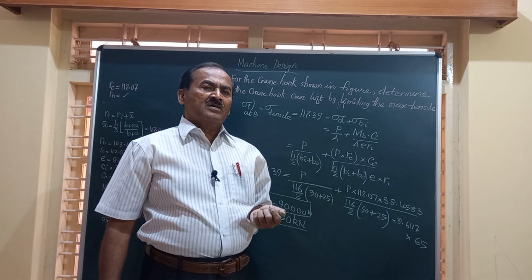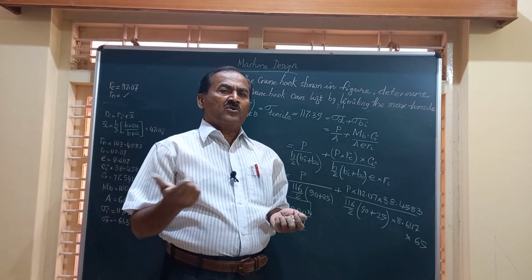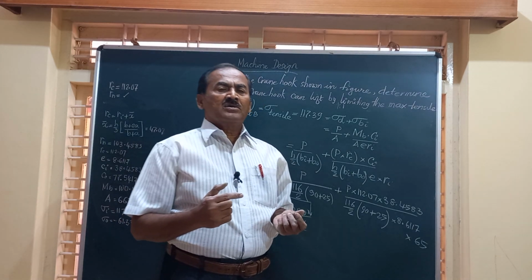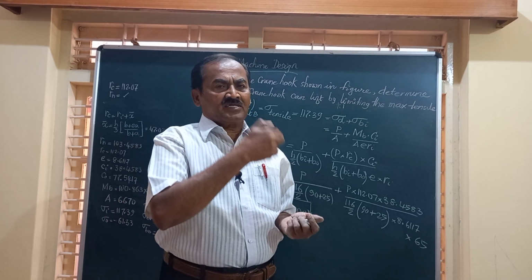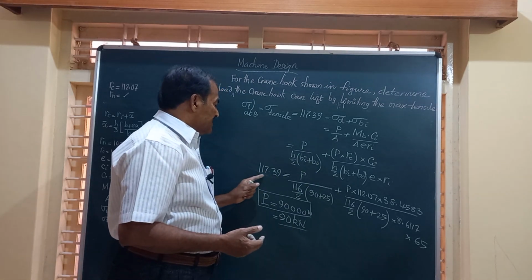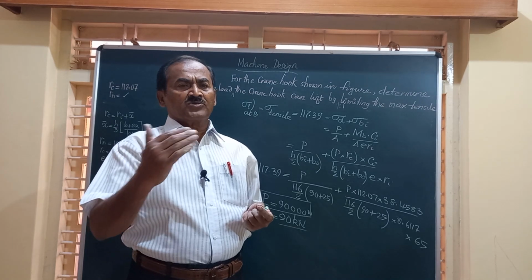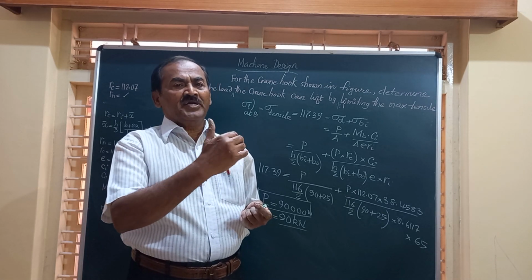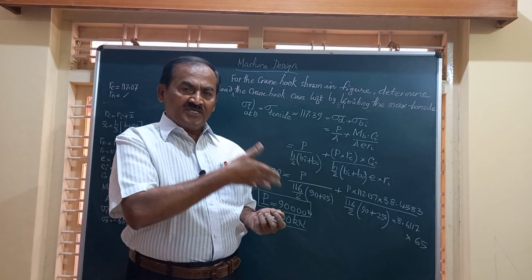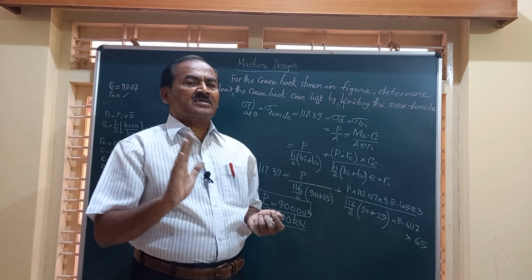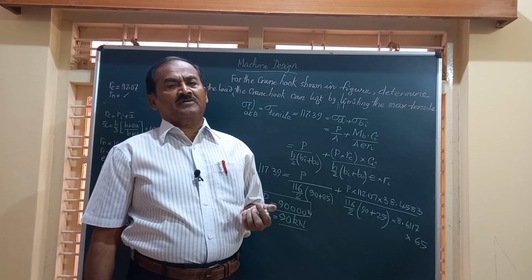Friends, if you compare this with a previous video on the same cross section, same question was asked when the load was given as 90,000. We got the stress at the inner fiber as 117.39. So if you go through these two videos, the previous video on the same section and this video, you will be able to get a clear concept about the problem on the trapezoidal section.